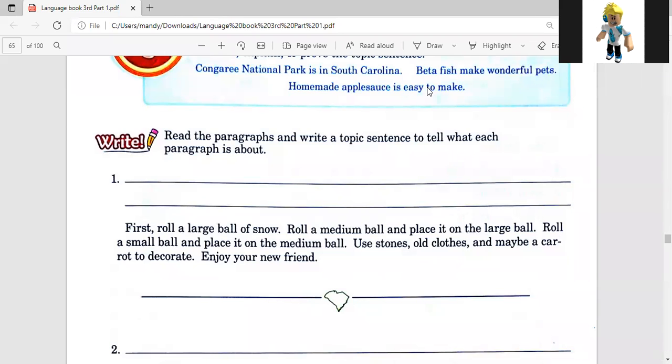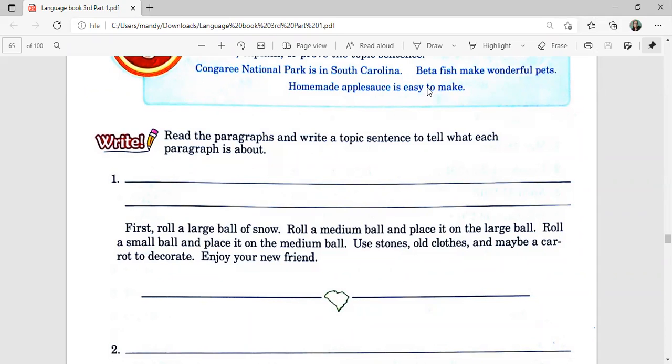What is that? This one is made of snow. Okay, you create three different balls: large, small, and medium. Yes, you use clothes, you use a carrot, maybe you use a scarf, and this one is your friend. And you develop this one specifically in winter, yeah? When it is snowing. ¿Qué tema le podemos poner a este párrafo?